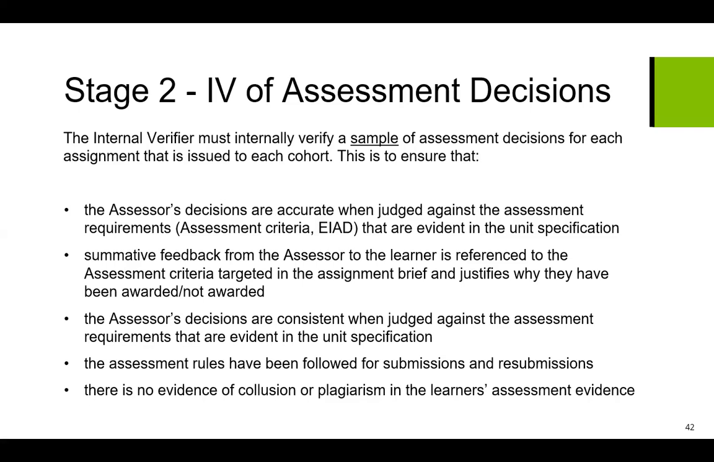For consistency, particularly when you've got a new member of staff, you might decide that you're actually going to look at 2 pass, 2 merit, and 2 distinction to make sure that those assessment decisions are being consistent. And if you're a little bit unsure as an IV, then you'll look at a few more. So it's very much a risk-based thing. You're also checking the assessment rules about submissions and resubmissions have been followed, and that there's no evidence of collusion or plagiarism in the learner assessment evidence.